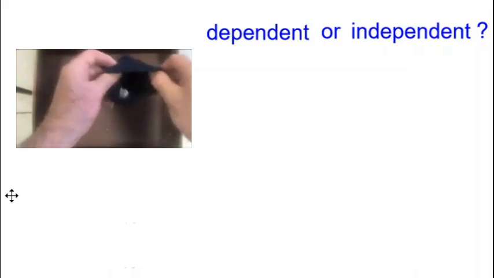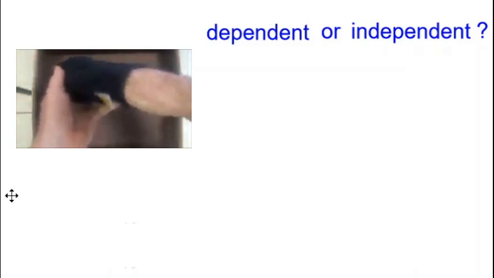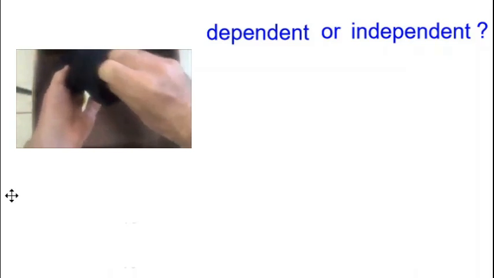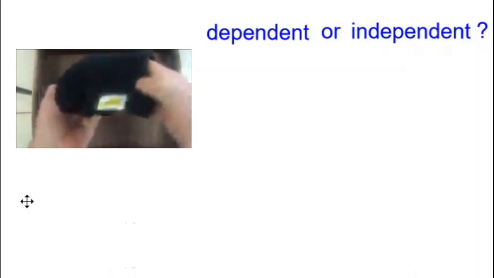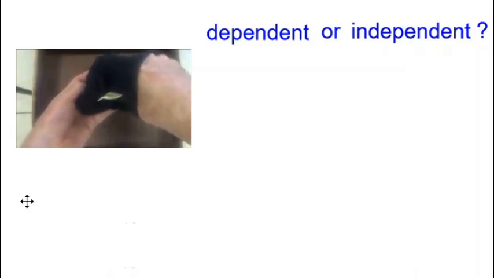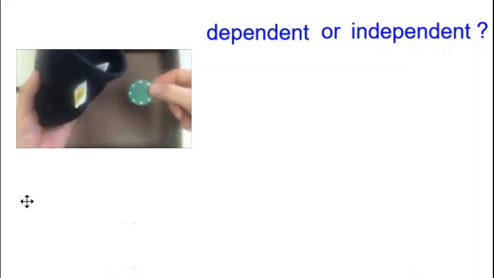Well, that was fun, so let's do it again. 2 events. I'm going to pull a poker chip, and it's white, but I'm going to put it back. Pick up the poker chips, and then I'm going to pull out another one, and it's green. Was the event getting the green poker chip dependent on getting the white one, or was it independent?